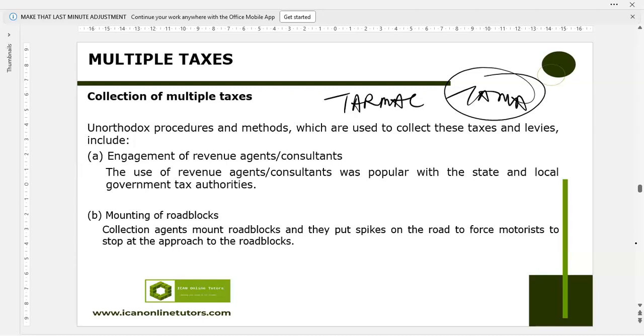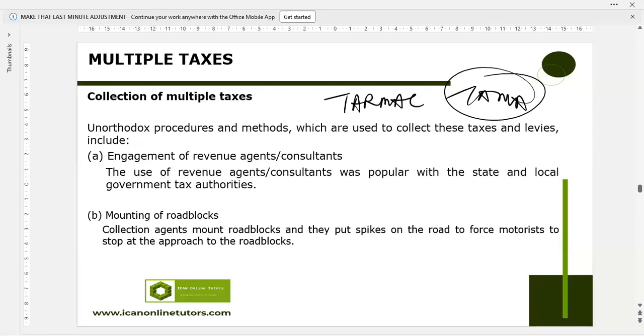Some tax authorities at the state level employ external tax consultants for the audits, assessments, collection of taxes and the like. The local governments collect revenue under the aegis of the Joint Revenue Association. Under the Joint Revenue Association, those guys now engage all these touts. They engage the touts to harass people and road users, the market people, just to ensure they collect money. So we have a mountain of roadblocks.